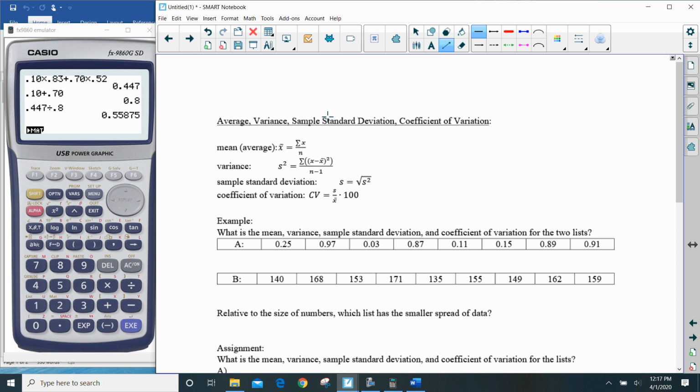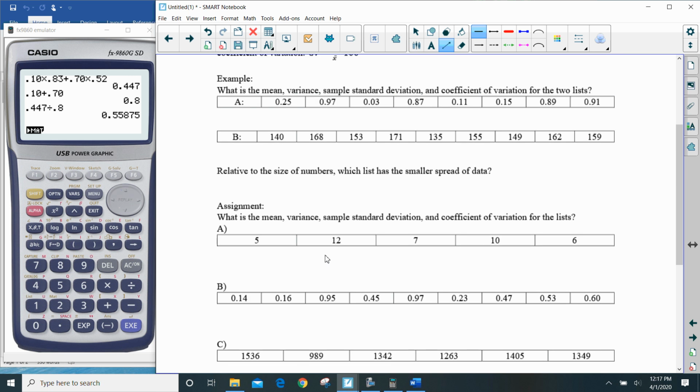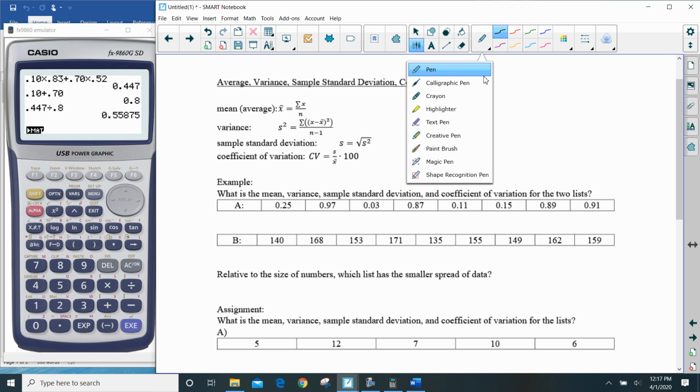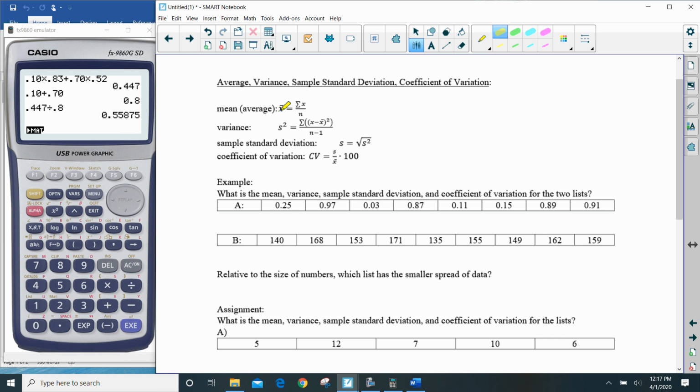Average, variance, sample standard deviation, coefficient of variation. We have all of these formulas right here, and we have some problems to look at. My example is: what is the mean, the variance, the sample standard deviation, and the coefficient of variation of these two lists? Now, these are all fine and dandy, but my huge indicator to you is this: get this answer and this answer using your calculator's capabilities.